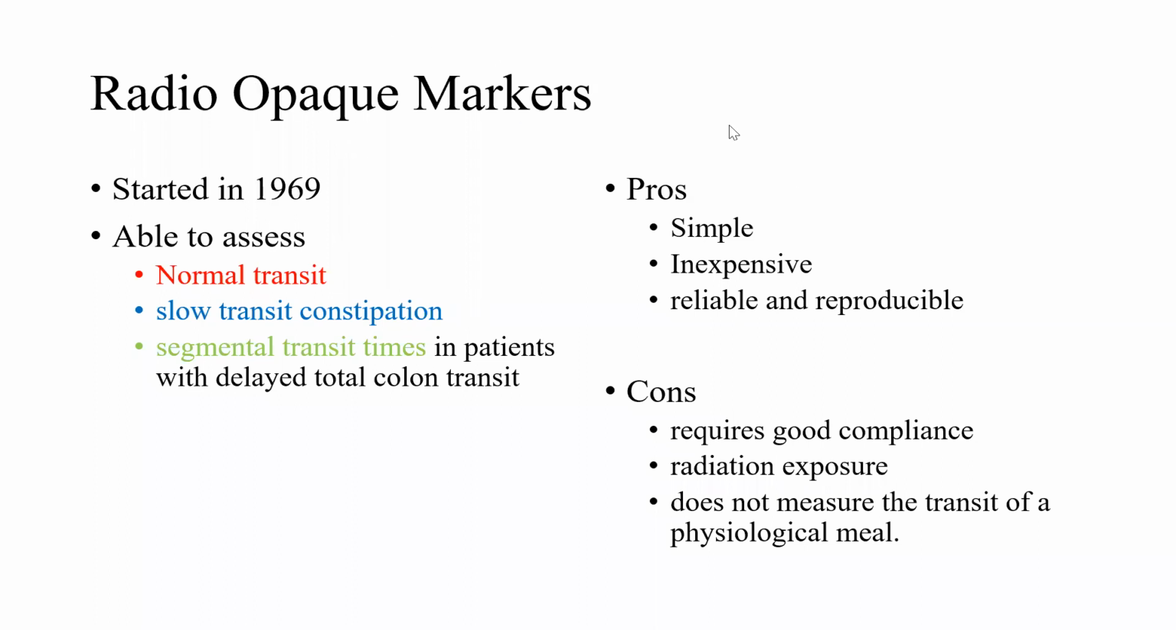So the pros of this system is that it is quite simple, rather inexpensive, and it's quite reliable and reproducible. However, the cons include that we need good compliance from the patient. There's an element of radiation exposure, and it does not measure the transit of a physiological meal because we are only using radiopaque markers.